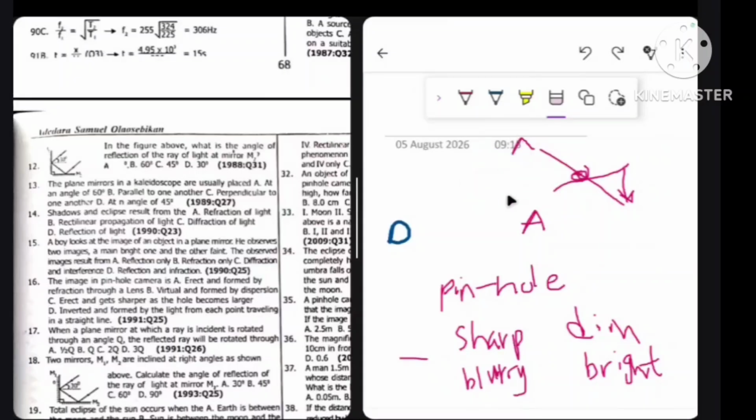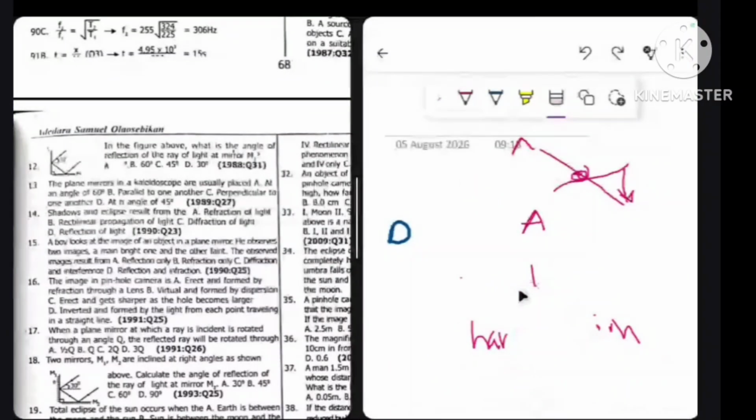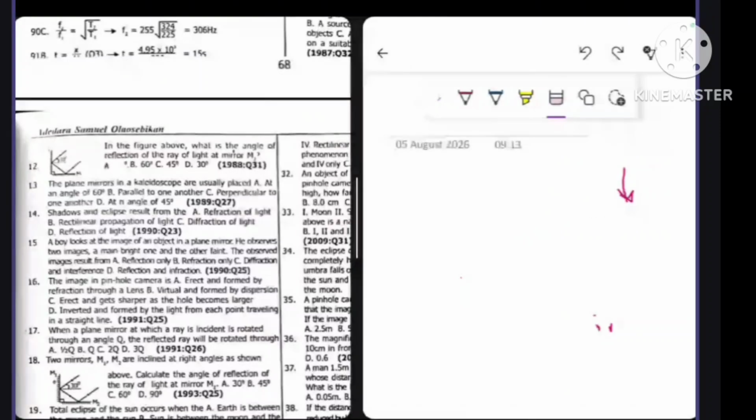Option D. D, right? Yes, correct. Very, very straightforward. The answer is option D, because if you look at the other options, they are just way out of line.